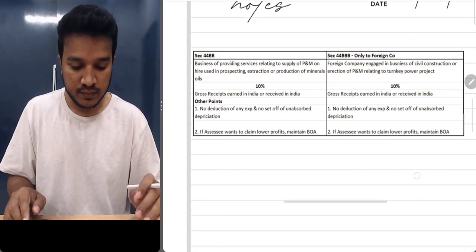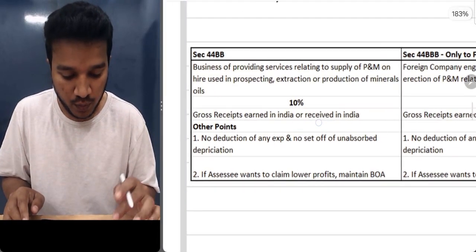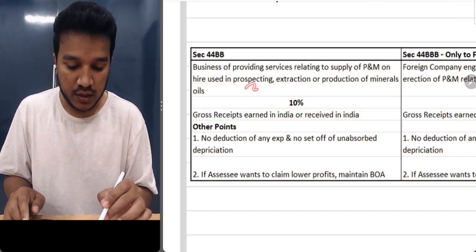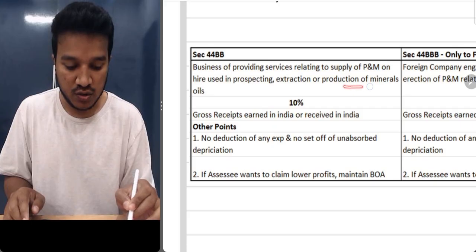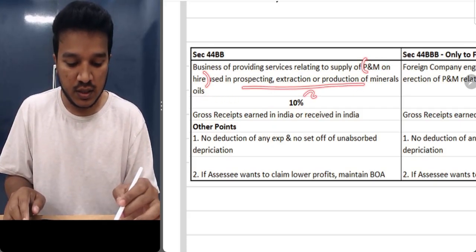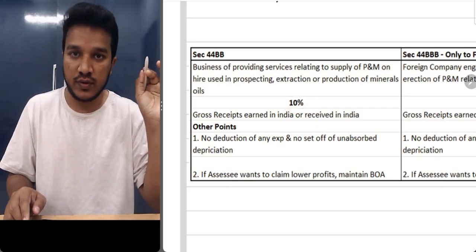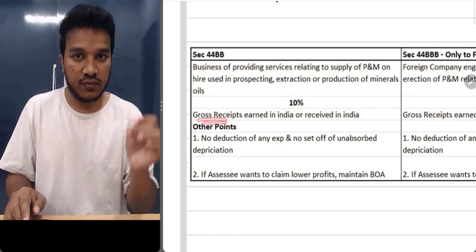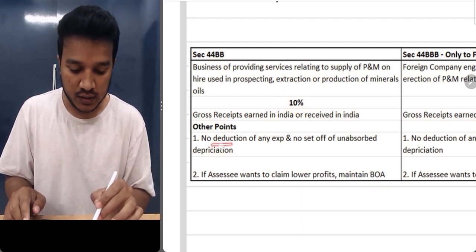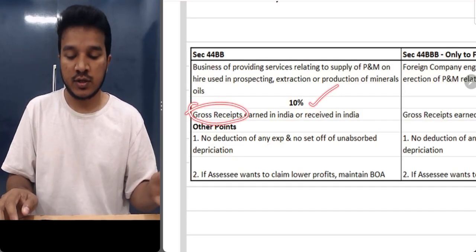And then the last two sections, 44BB, it talks about business of providing services relating to supply of plant and machinery on hire, used in prospecting, extraction or production of mineral oils. If they are giving plant and machinery on hire for this purpose, whatever amount that you are receiving, you should show at least 10% as your profit on gross receipts. If you want to show less than 10%, you need to maintain books of accounts. And no deductions of any expenditure, nothing. Whatever gross receipts that you are getting, put 10% on it.